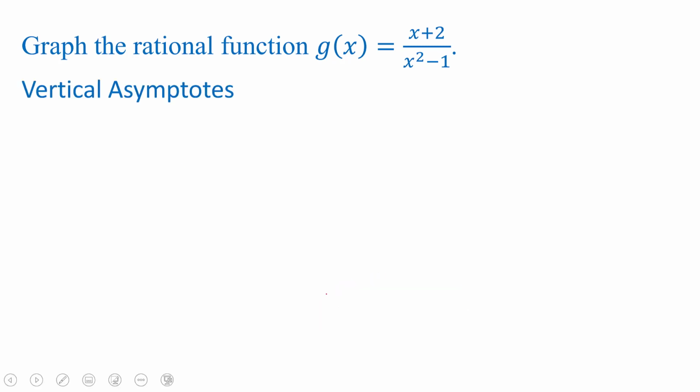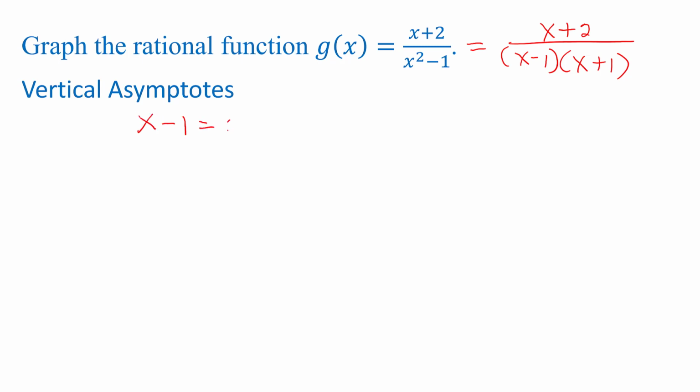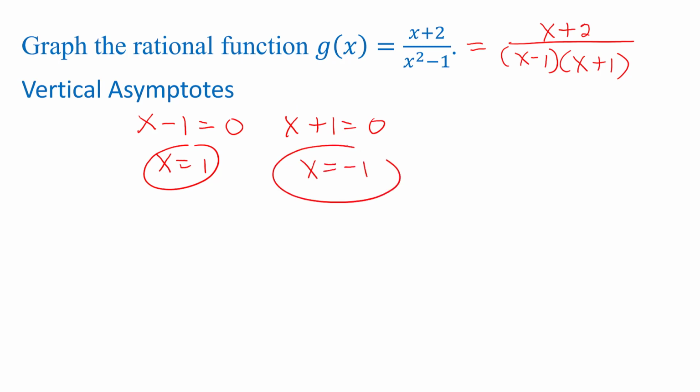For vertical asymptotes, we'll factor the denominator into x minus 1 times x plus 1. Then set each of those two factors equal to 0. X minus 1 equals 0 gives us a vertical asymptote of x equals 1. X plus 1 equal to 0 gives us a vertical asymptote, x equals negative 1.